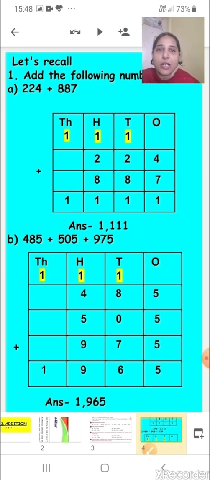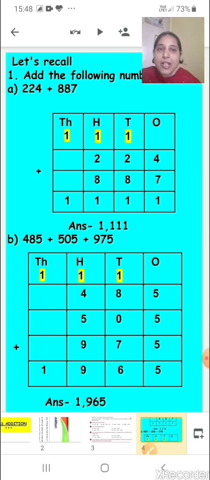First we will draw a column like this, a table like this, where we will have different places, that is ones, tens, hundreds, thousands, and so on. Then we will place the addends, 224 and 887, in their respective places, and put a plus sign there, and then we will start adding from the ones.